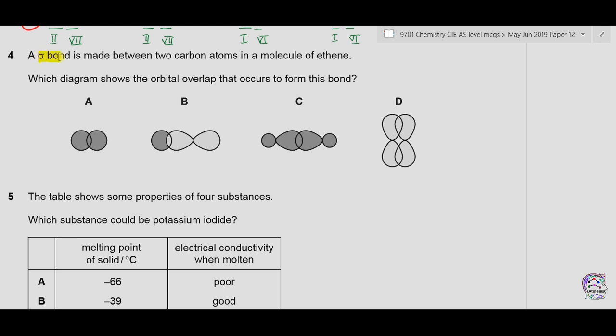Question number 4. A sigma bond is made between 2 carbon atoms in a molecule of ethene. Which diagram shows the orbital overlap that occurs to form this bond? In a molecule of ethene we have 2 carbon atoms. They make a double covalent bond between them. One of the bonds is a sigma bond while the other is a pi bond. Now a sigma bond is formed from straight overlap of orbitals, while a pi bond is formed by sideways overlap.